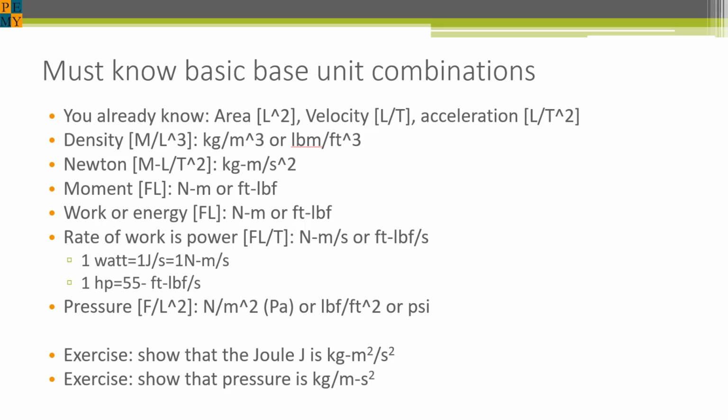In order to be comfortable with working with engineering units, you have to know a few basic unit combinations. For example, you already know that area is the dimension of length squared, or that acceleration is length per time squared. We have density, mass per volume, or length cubed. In SI, it's kilograms per cubic meter, or in USCS, pounds mass per cubic foot.